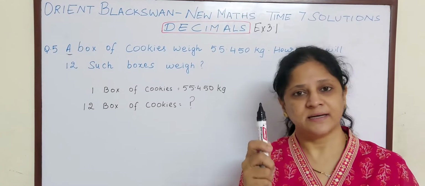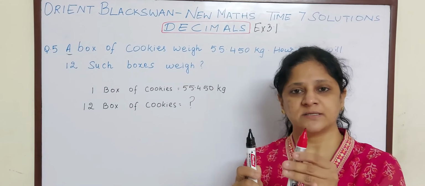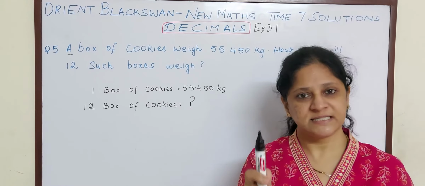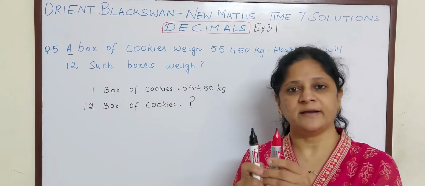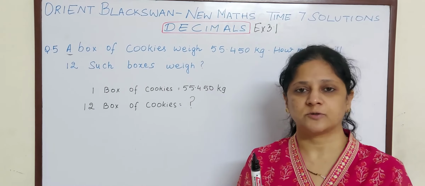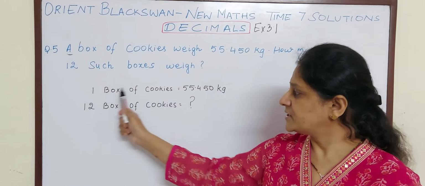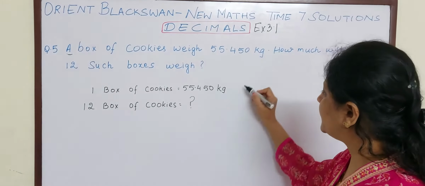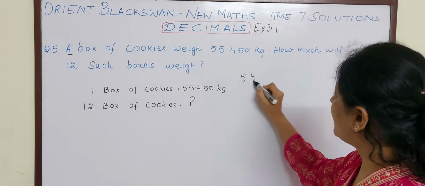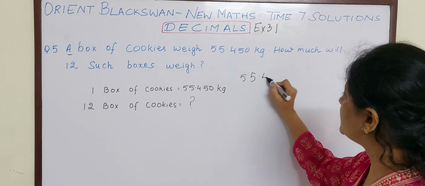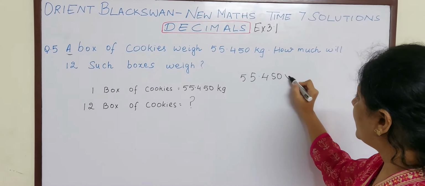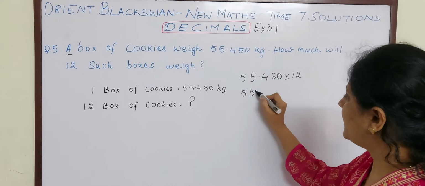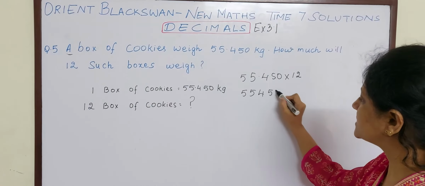Like if one pen is 10 rupees, then 2 pens is 20 rupees, 10 twos are 20. So one pen's information is given and you have been asked to find the cost of 2 pens. So when one information is given and they have asked for more, you will always multiply. So 55.450 into 12, and what have we learned in multiplication? That we will multiply without decimals first, right?